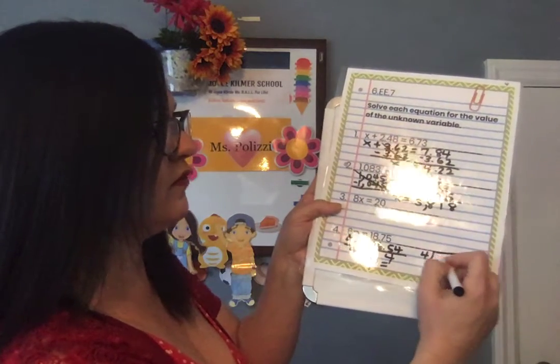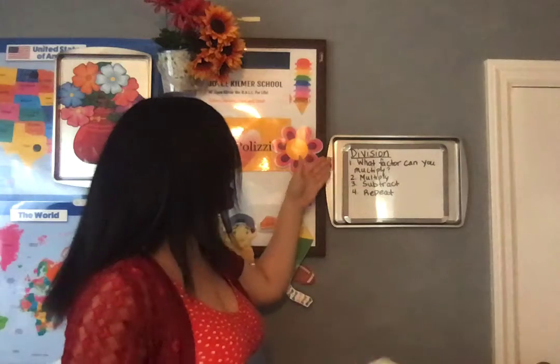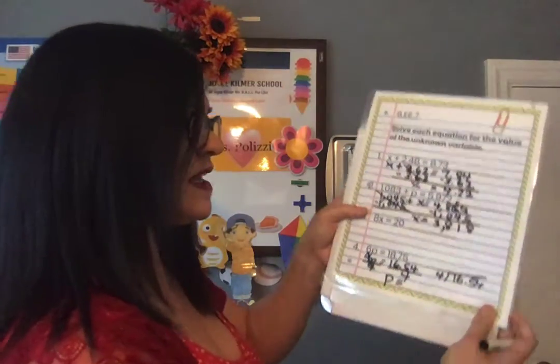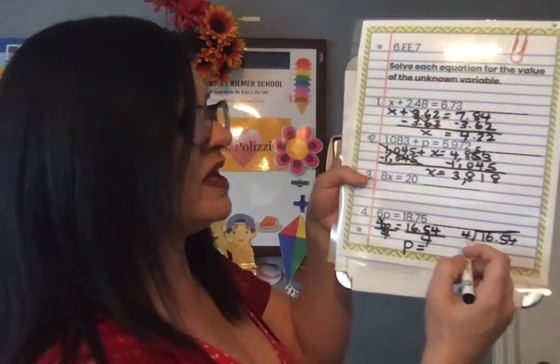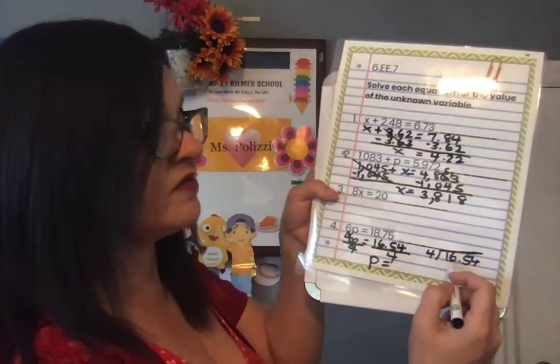So if you remember from long division, we have to follow these steps over here. What factor can you multiply? Multiply, subtract, and repeat until we're done. So we can't take any 4s out of 1. So what number can we multiply by 4 to give us 16?